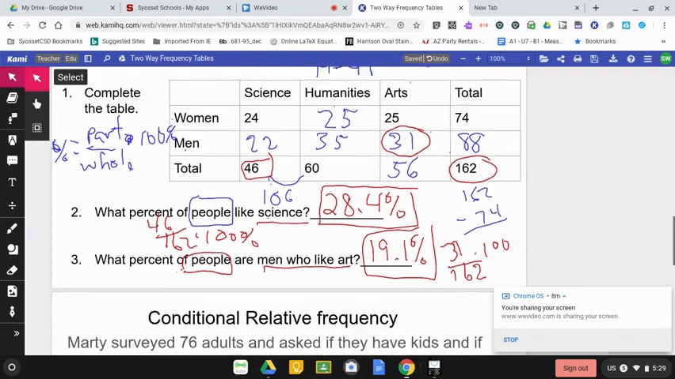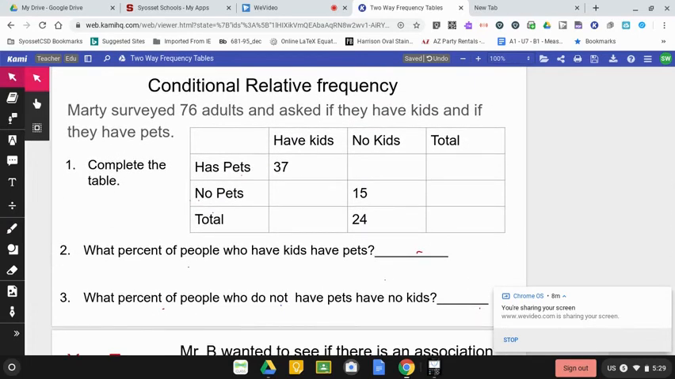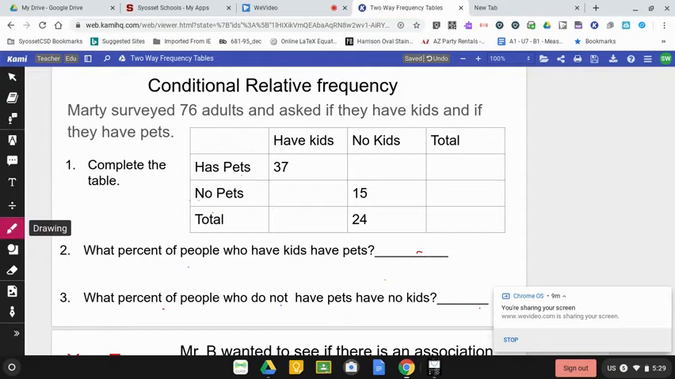Now, sometimes we want to find what's called conditional relative frequency, based on the condition. It may not be based on the total. So again, what I would like to do is fill in the rest of the missing pieces in the table. And for that, when I read the instructions here, it says Marty surveyed 76 adults. Well, I know that 76 is my grand total. I'm going to fill that in first. And the rest I can pretty much get by subtracting.